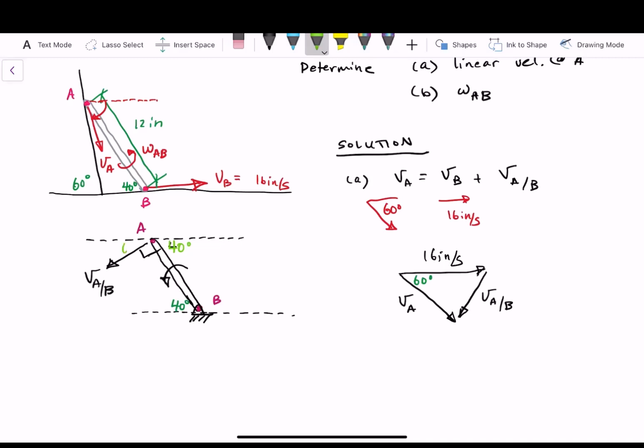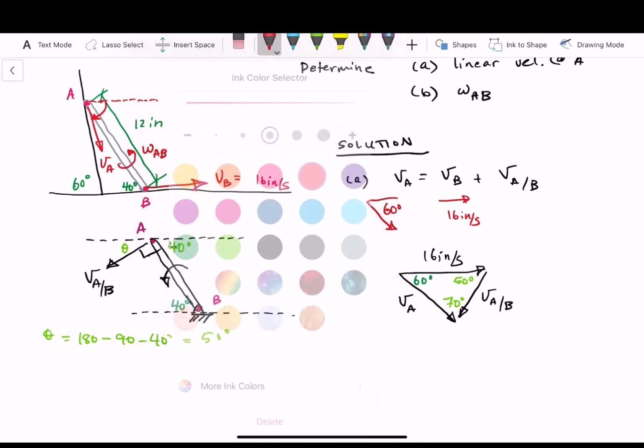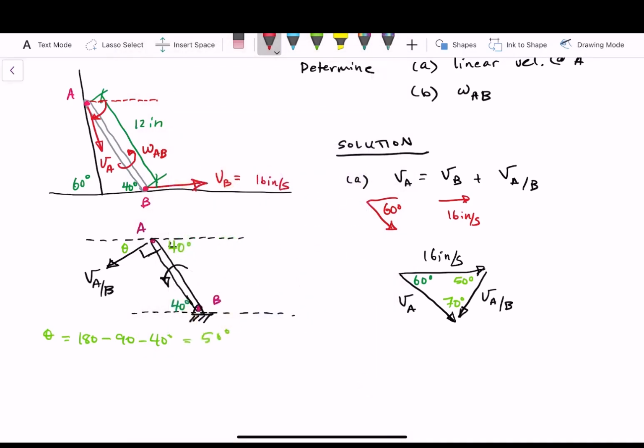And so this value in here, if you want to call that theta, theta would have to be equal to 180 minus 90 minus 40 degrees, which is equal to 50 degrees. And since that's 50 degrees, we know that we have 50 degrees in our velocity triangle there. And since an entire triangle needs to be 180, that means that the angle down here is 70 degrees. So now we can go back to our equation here and fill it out. So we know that VA with respect to B is 50 degrees.